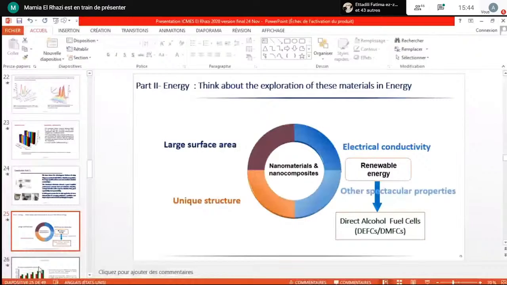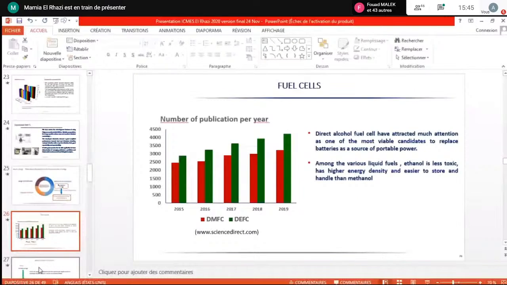And if you take a look at the number of publications per year about direct methanol fuel cells and direct ethanol fuel cells, we can see that there is an increasing number of publications on this topic. Why? Because the direct alcohol fuel cell has attracted much attention as one of the most viable candidates to replace batteries as a power source. And among the various liquid fuels, ethanol is less toxic, has higher energy density, and is easier to store and handle than methanol.